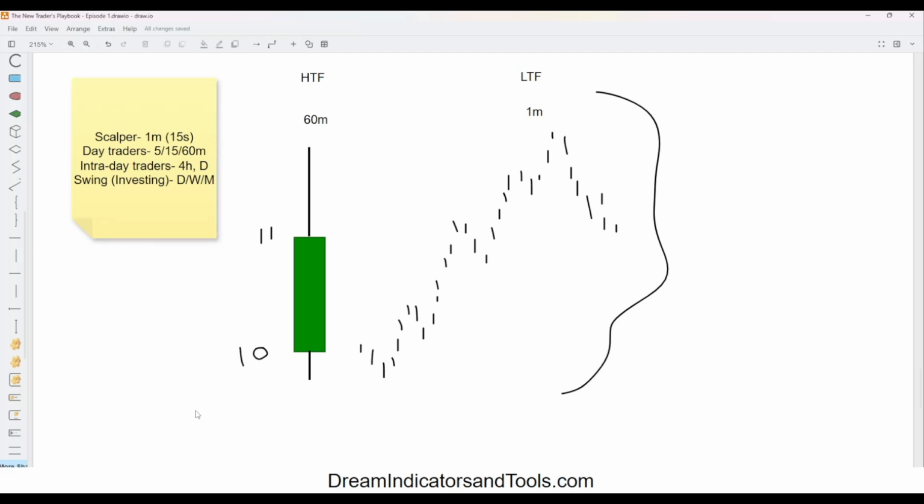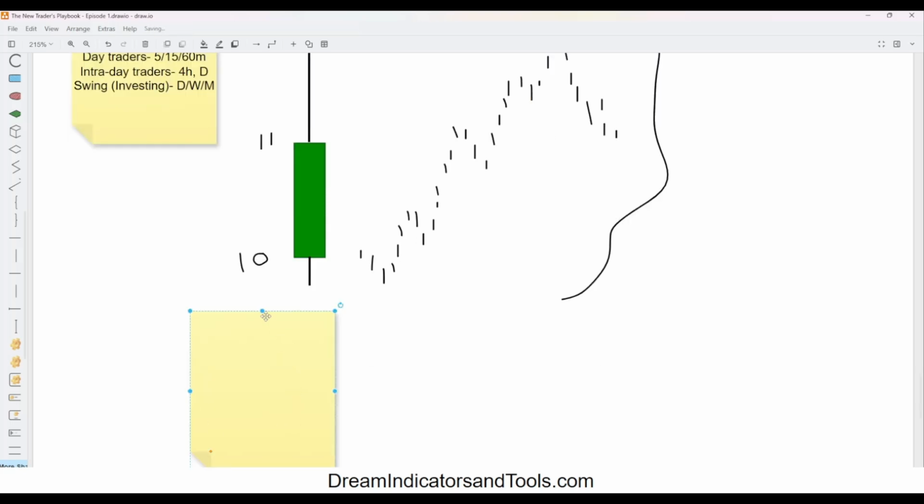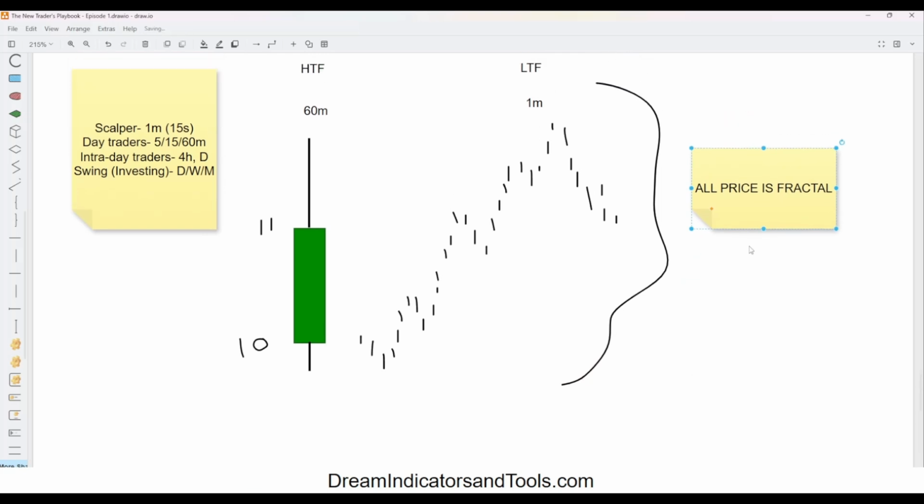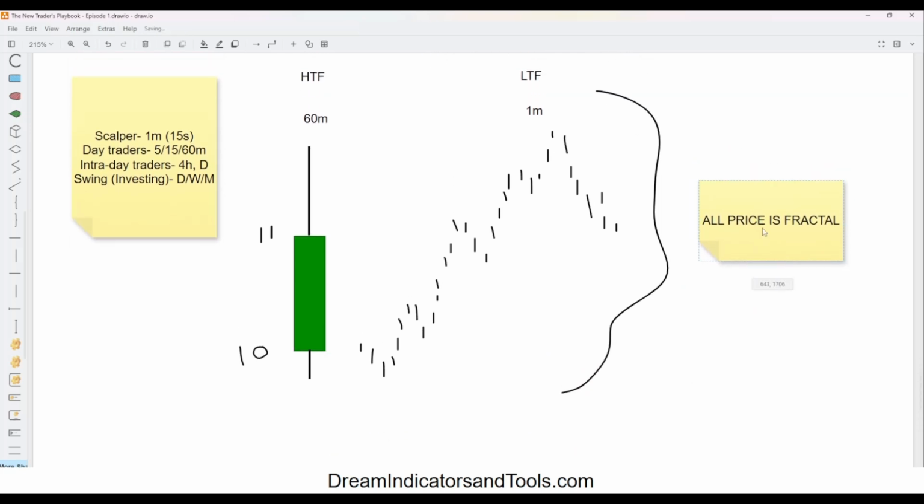Now, there's a concept that is really important to understand when it comes to the market. And that concept is that all price is fractal. Okay, well, what is fractal? What does that mean, anything? Okay, so fractal is a really interesting word. What it means is that it does not matter which time frame you've chosen to trade. The time frame only dictates how long you'd like to be in the market.